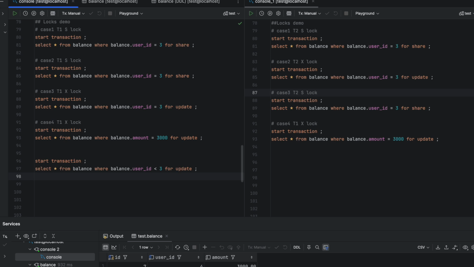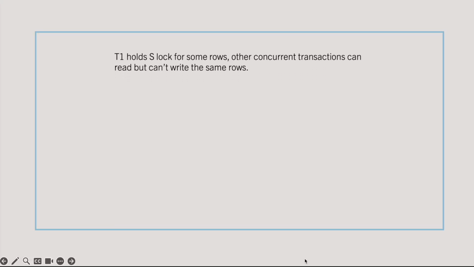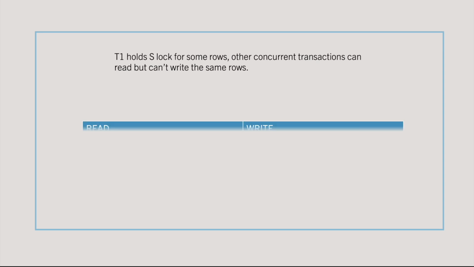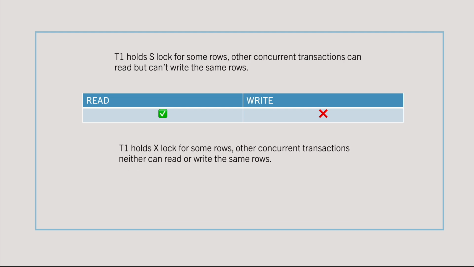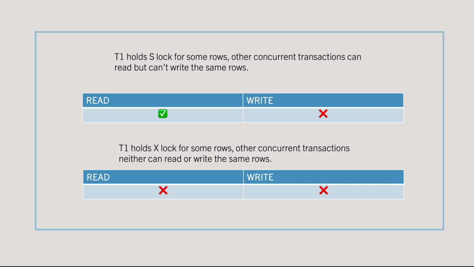In a real-world application, use SELECT FOR SHARE, the S lock, when you want to prevent other concurrent transactions from modifying data while the current transaction is reading rows. Use SELECT FOR UPDATE, the X lock, when you want to ensure no other concurrent transaction can read or update the rows while the current transaction is working on them. Use row-level locking appropriately, as incorrect usage can impact the performance of your application.